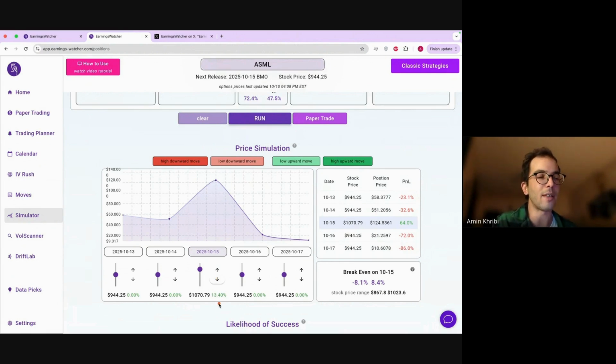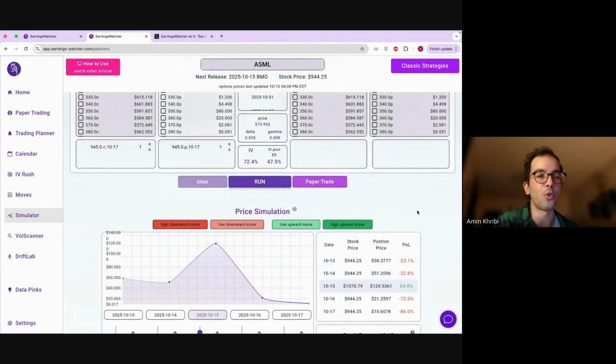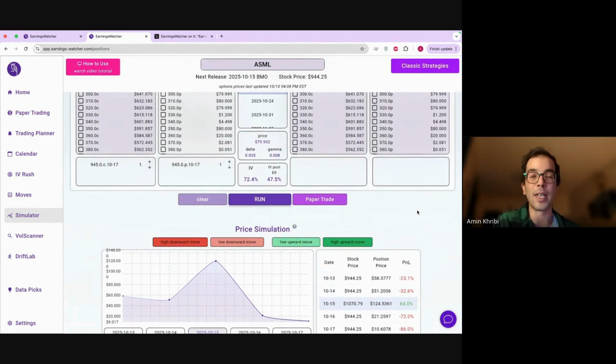And so here, simulating the 13%, we see that we're looking at a reward of 64, basically. So this gives us an idea of the actual reward and risk as we looked at, and decide if this is something we are comfortable with.